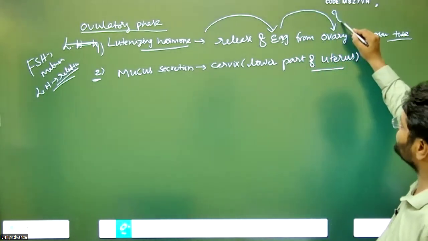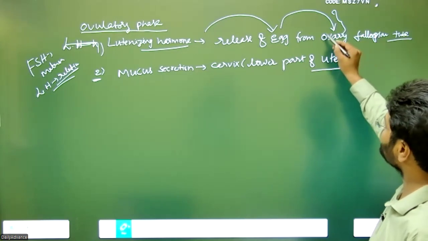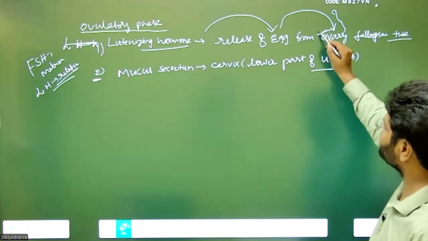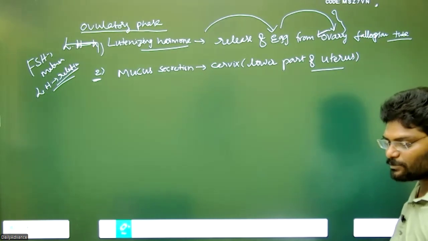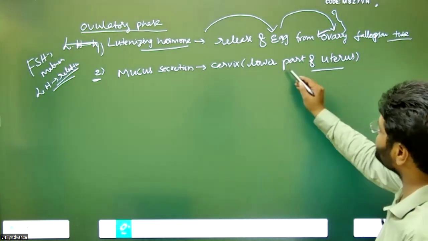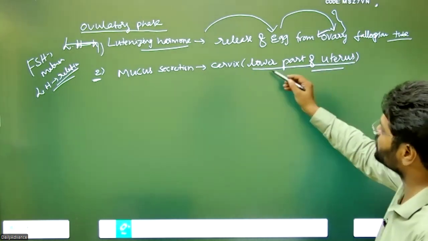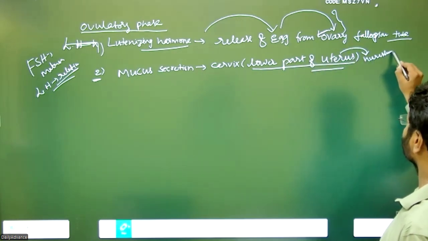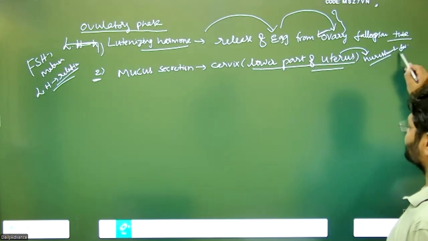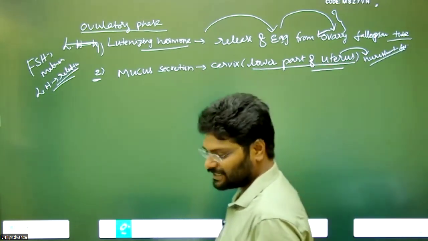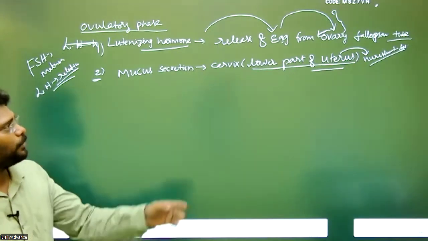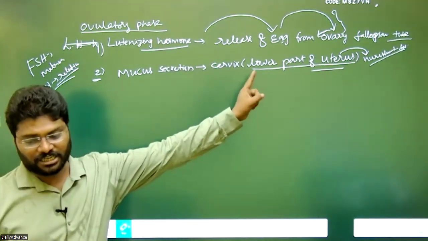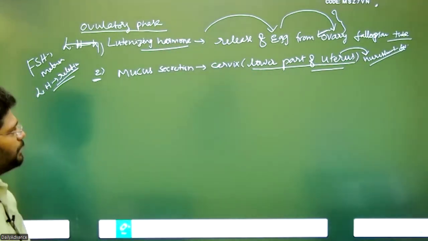So during this time, if fertilization happens, the egg is immediately implanted. The implanted egg immediately requires nourishment. So the cervix releases mucus, which is nourishment for the implanted egg. If there is no fertilization and implantation, the ova along with this mucus shed out every month, which we call the menstrual cycle.